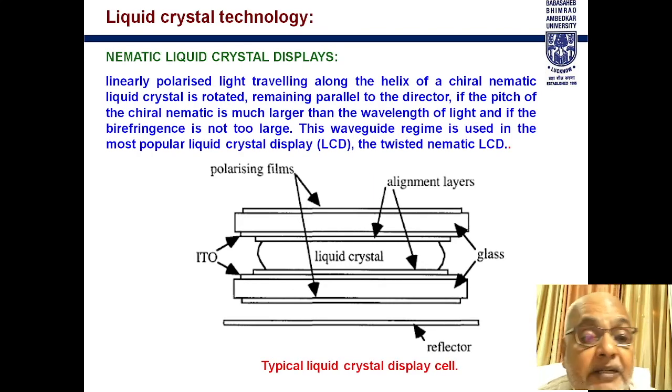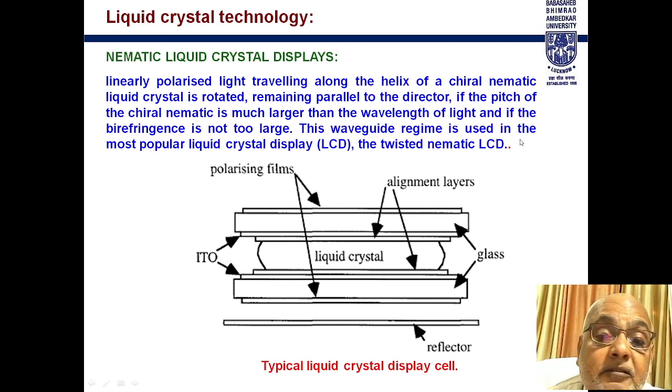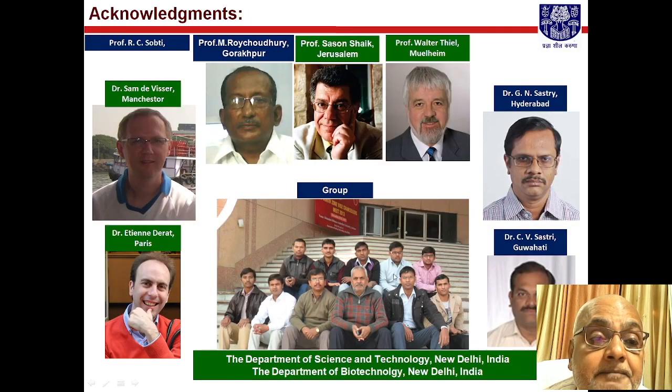Nematic liquid crystal display. Linearly polarized light traveling along the axis of the chiral nematic liquid crystal is rotated, remaining parallel to the director. If the pitch of the chiral nematic is much larger than the wavelength of the light, and if the wavelength is not too large, the waveguide regime is used in the most popular liquid crystal display, the twisted nematic LCDs. This is the typical arrangement of the liquid crystalline display cell.